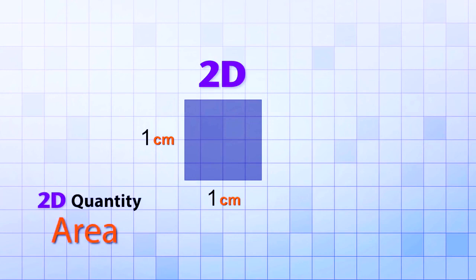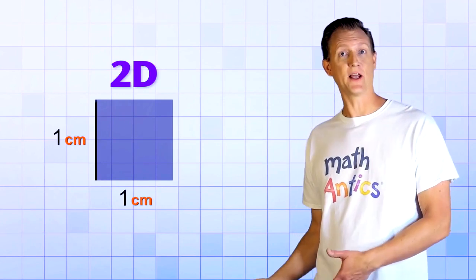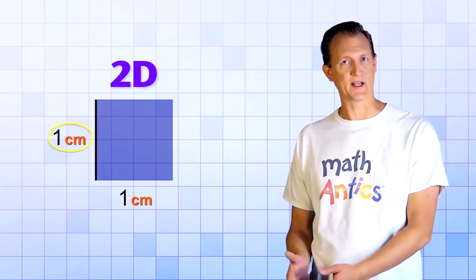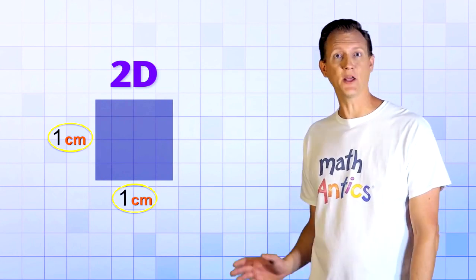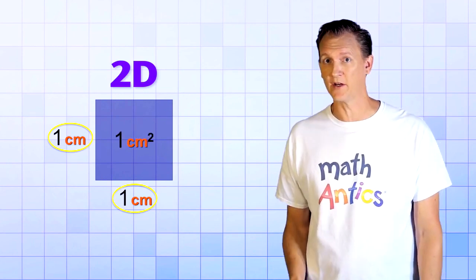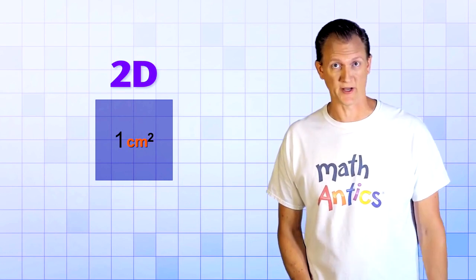And in the Math Antics video about area, we saw that if we move or extend this one-dimensional line in a direction perpendicular to it by a distance of 1 centimeter, it forms a two-dimensional object called a square. Two-dimensional objects are measured by the two-dimensional quantity that we call area. Because the original line was 1 centimeter long, and we extended it a distance of 1 centimeter, the amount of area that this square occupies is 1 square centimeter, which is a common unit for measuring area.